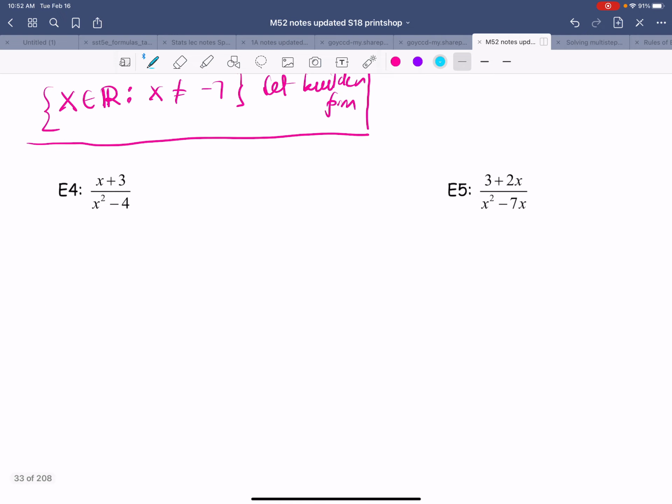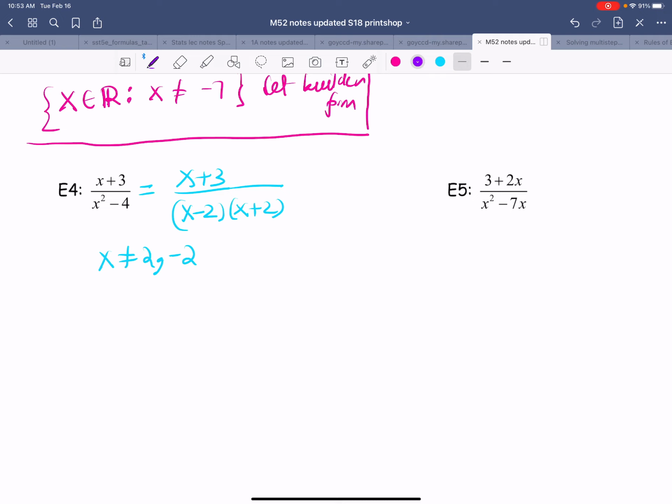Let's look at example number 4. x plus 3 divided by x squared minus 4. Well, let's try to factor it. I think it might be easier to see once we factor. It is a difference of squares. So what are the illegal values of x now? We cannot have x equals positive 2 and we cannot have x equals negative 2. So my domain is all real numbers other than positive 2 and negative 2.